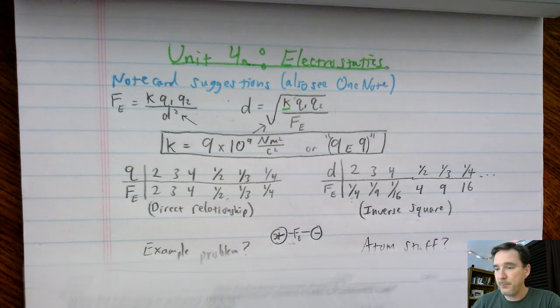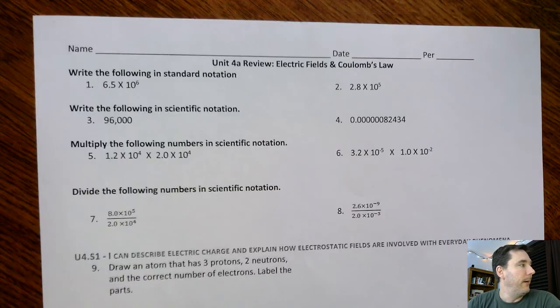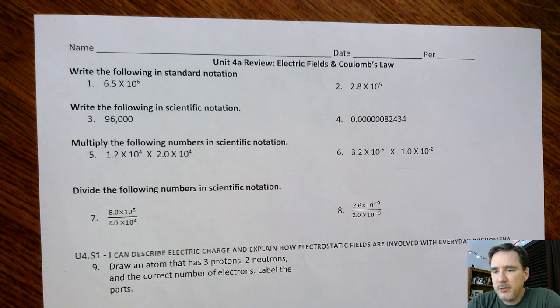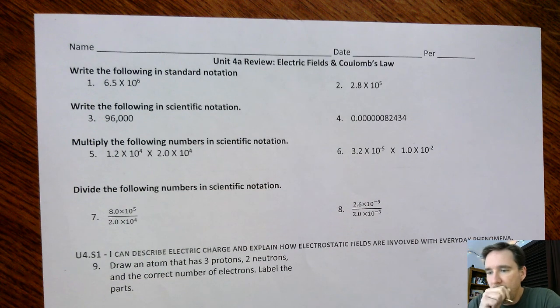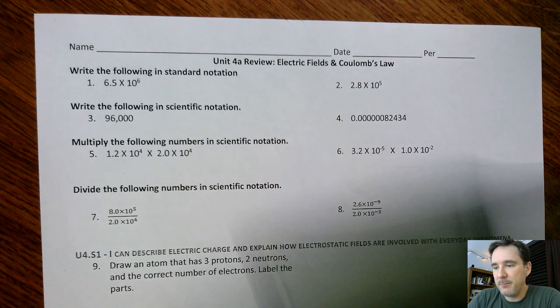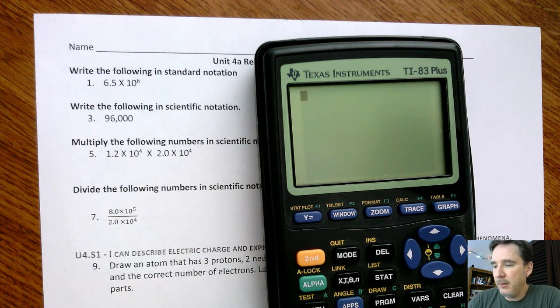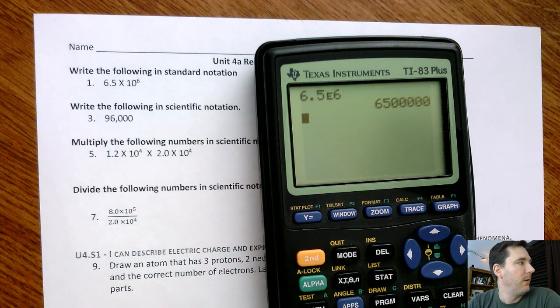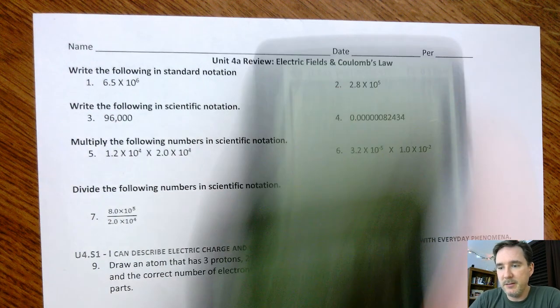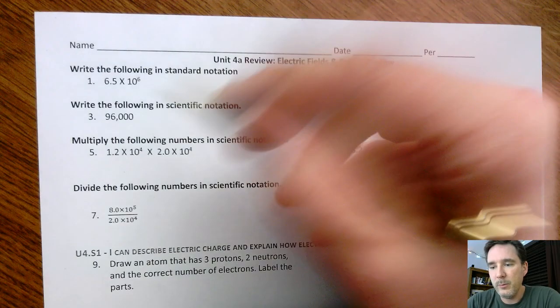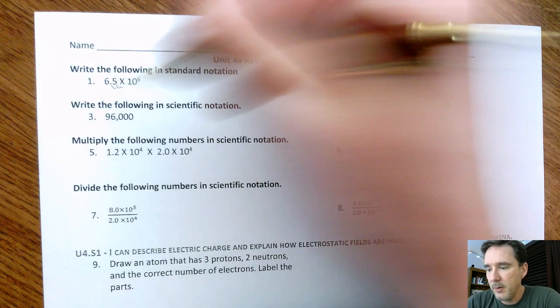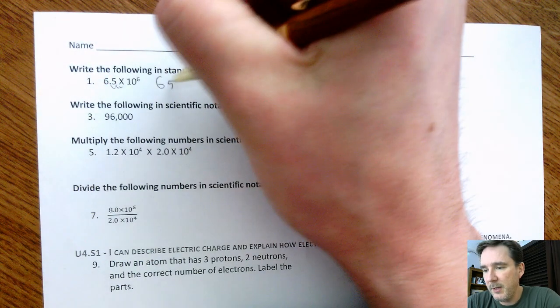So looking at the review. So here's the review guide. I'm just going to scooch this out of the way. All right. So, standard notation. You could just put this in your calculator and it would be 6.5, and I'm going to use e to the 6th. So you get that, and basically what's happening is you move the decimal point over 6 spaces. It's literally 6 times a 1 with 6 zeros after it. So you move that over 6 times and you get 65.